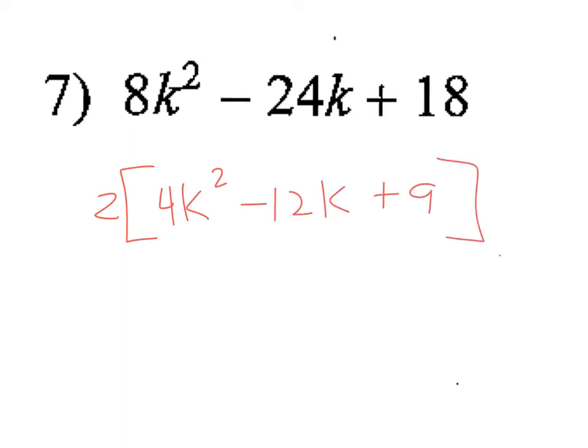Okay. Now, as far as my signs go, again, I know to have a positive, I either need a positive, positive or a negative, negative. So I'm going to need a negative, negative here. So I'm going to keep the 2 on the outside. Oh, sorry, I shouldn't have done that yet.